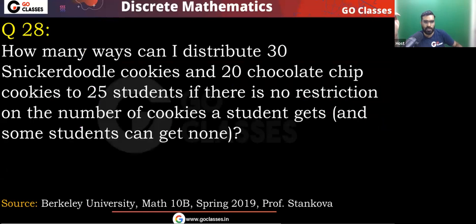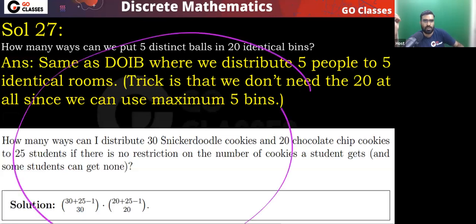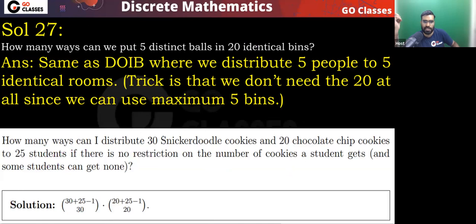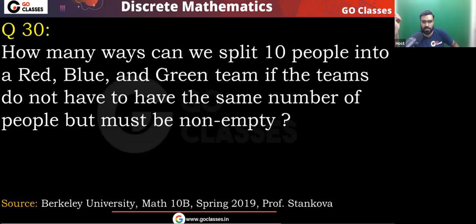Okay. The remaining questions, only 3 questions are remaining: 28, 29, 30. So either we will do them later, or you can check the solution in the PDF. See, this is question number 28. The solution is already given here. You can check. And similarly, this is your question number 29. The solution is given. You can check it out.